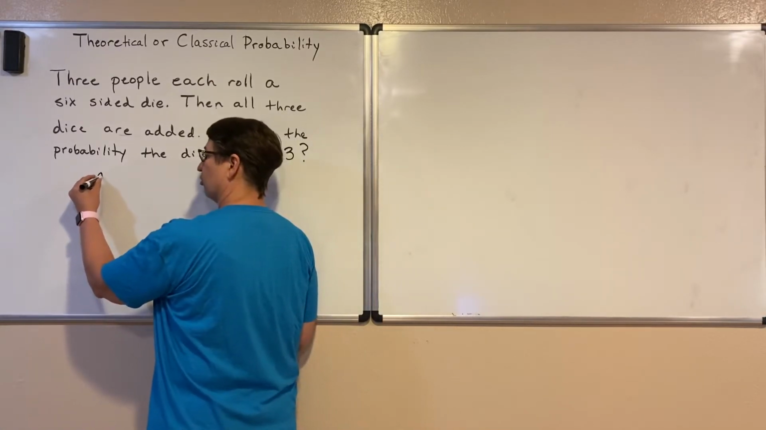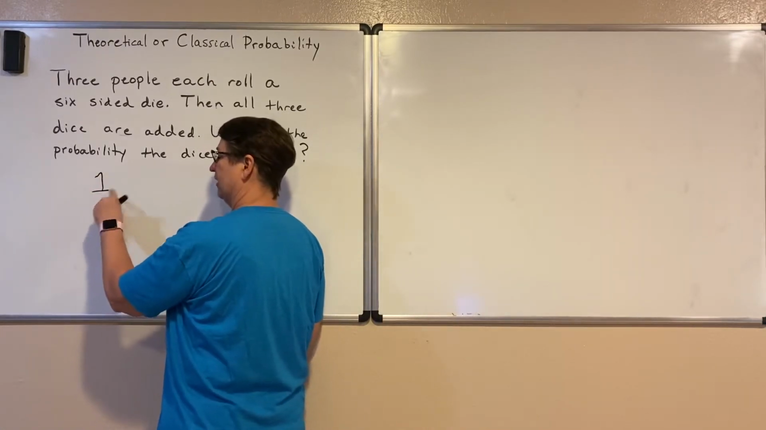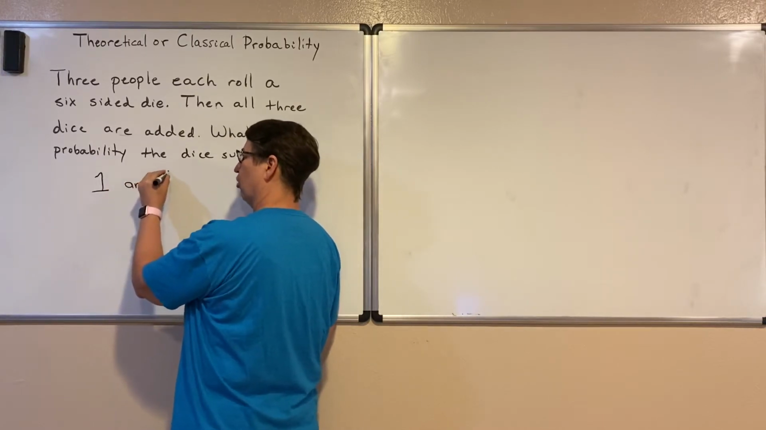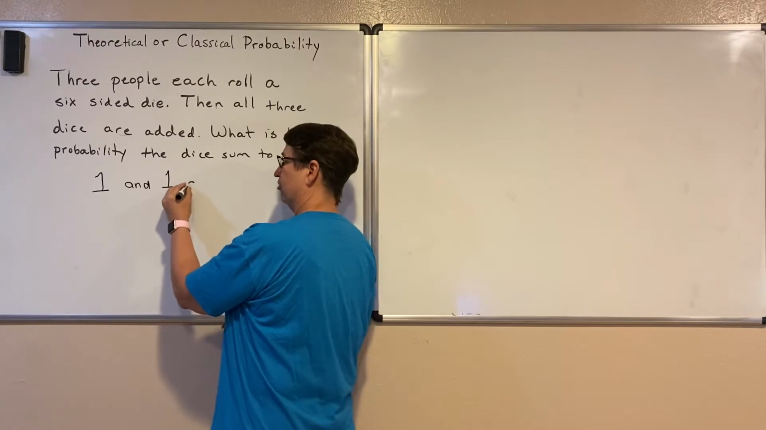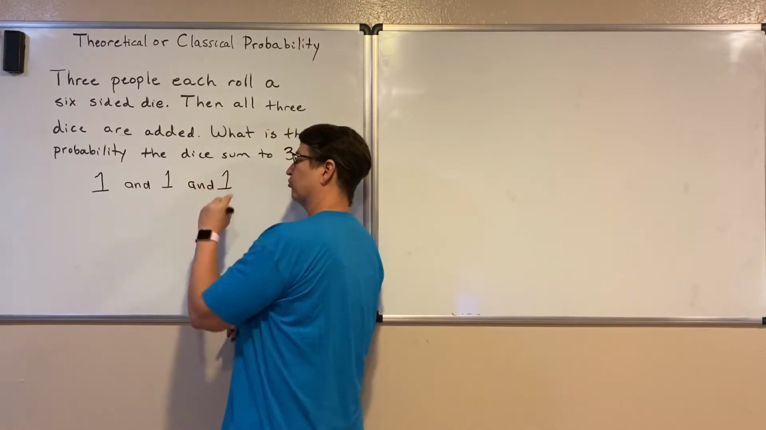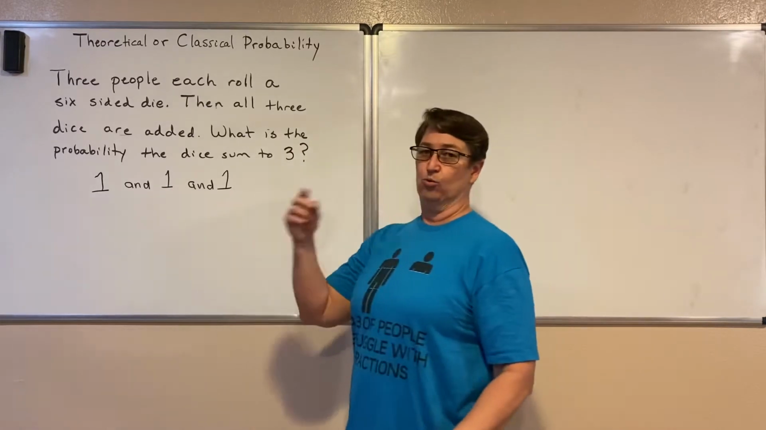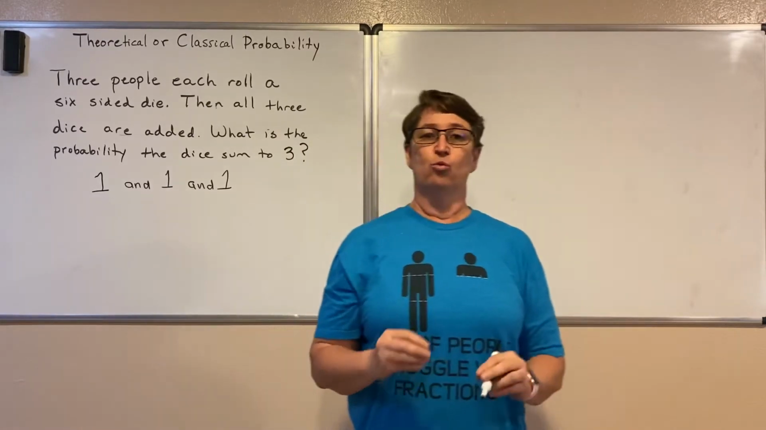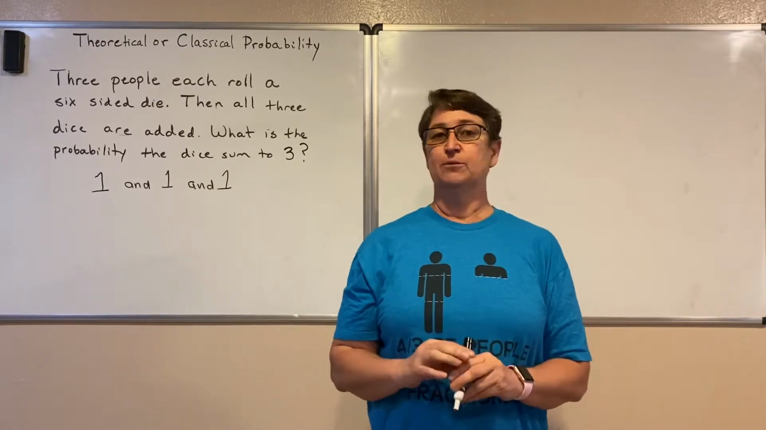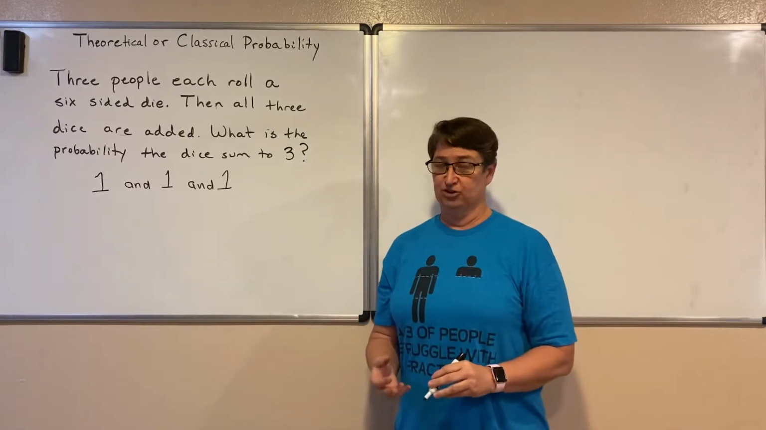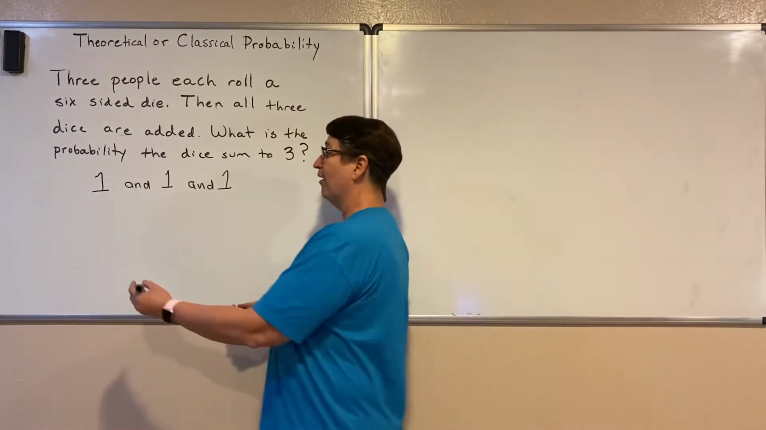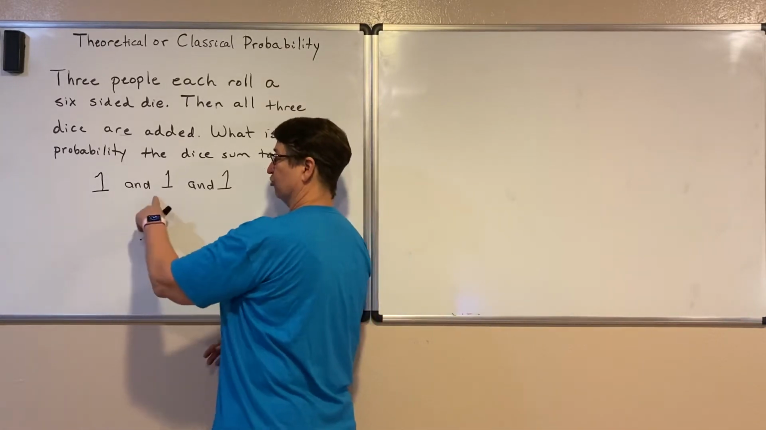So in words, I'm going to write how they would go about getting that 3. The first person would have to roll a 1, and the second person would have to roll a 1, and the third person would have to roll a 1. So we would have to roll a 1 and a 1 and a 1. Once you have how to do it in words, it makes finding the probability of each thing a little bit easier. So now I can find the probability that each person rolls a 1.